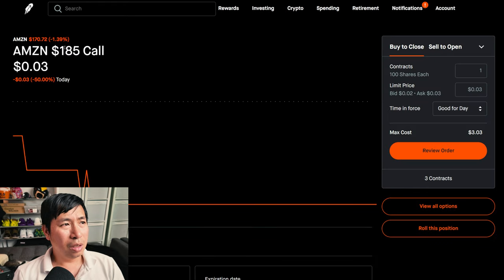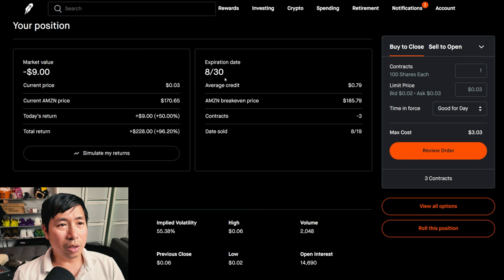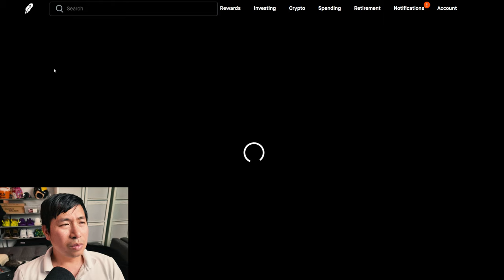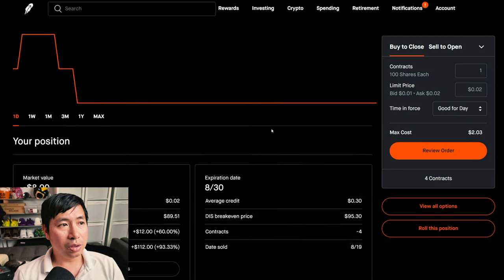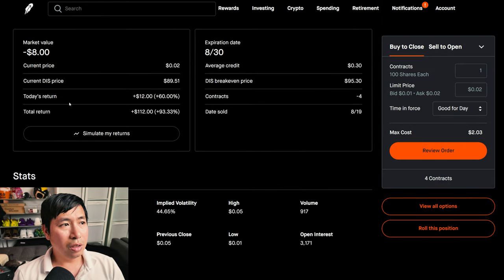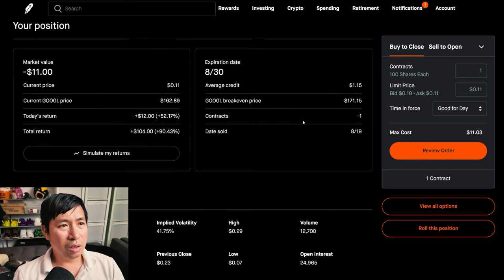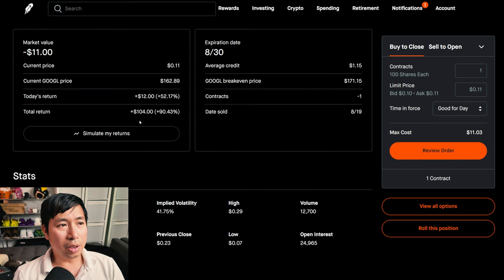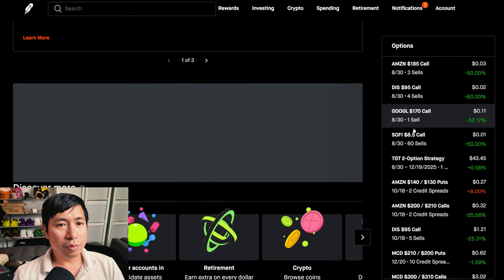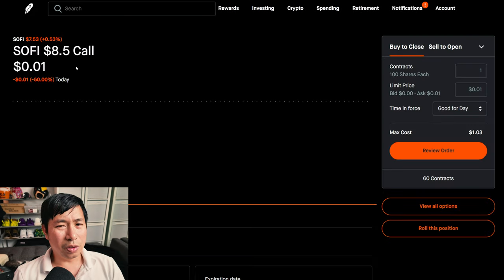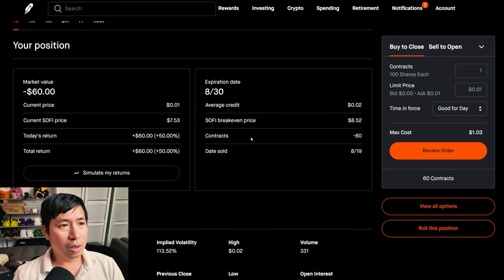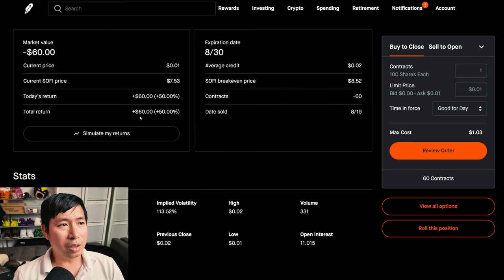For my options, I'm selling Amazon $185 covered calls. These expire August 30th. My total return, $228. I'm selling Disney $95 covered calls. These expire August 30th. My total return, $112. I'm selling Google $170 covered calls. These expire August 30th. My total return, $104. I'm selling SoFi $8.50 covered calls. These expire August 30th. My total return, $60.